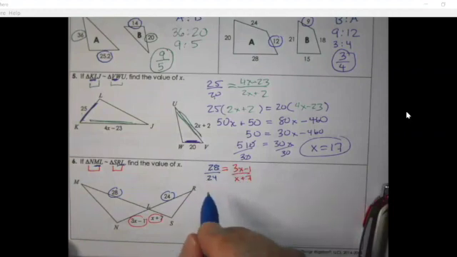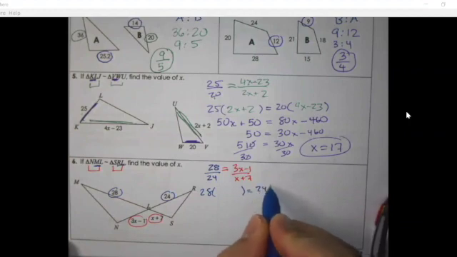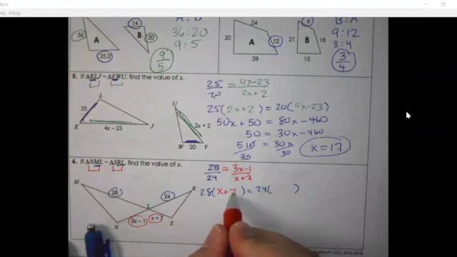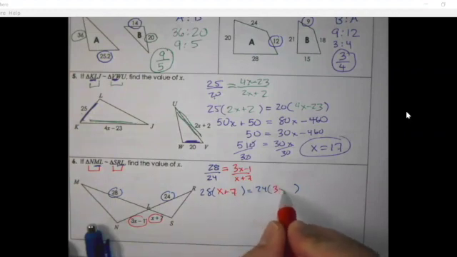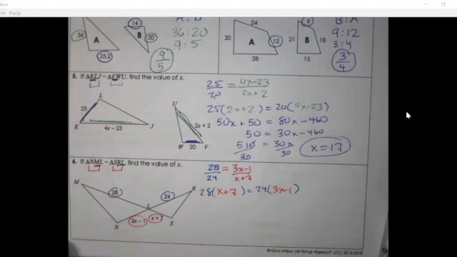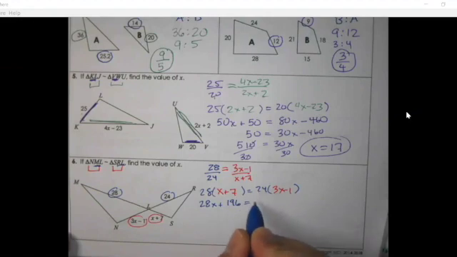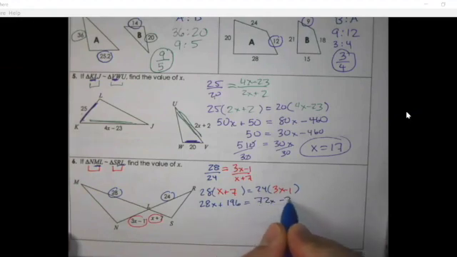Now that I've got a proportion, I can cross multiply to solve. So 28 times x plus 7 equals 24 times 3x minus 1. Distribute: 28x plus 7 times 28 equals 196, equals 72x minus 24. This time I'm not going to keep the x's positive.